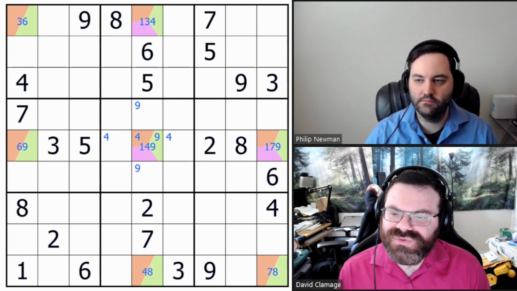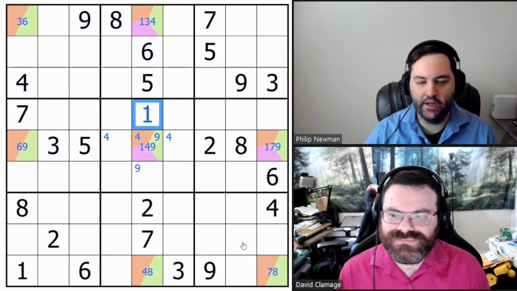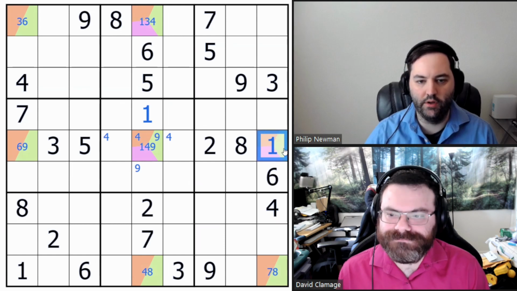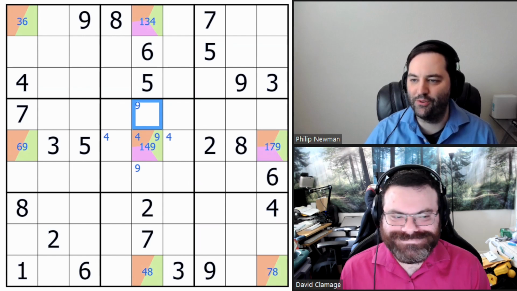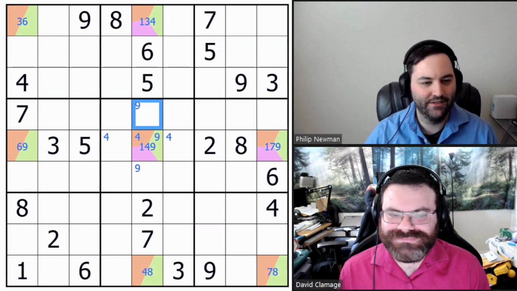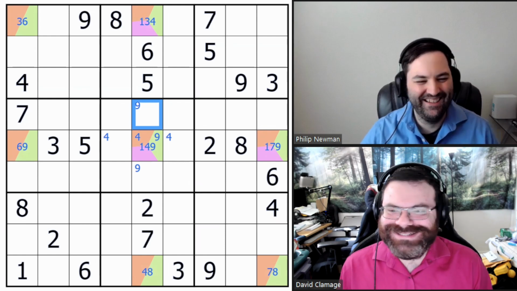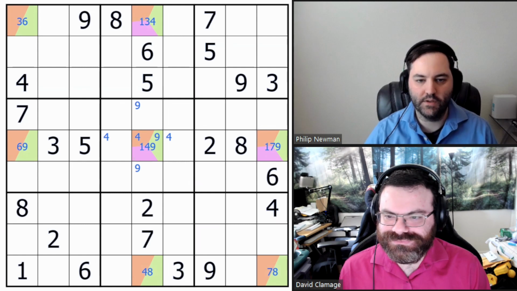Does that not place a 1 in the center cell? It does not. It looks like it might, but you could have a 1 here and a 1 here, and that would cover column and row 5. That's what I was thinking when I was first looking at it. Wait, that's not the cells that Shai referenced. Okay. Yeah, so that's how you solve it.